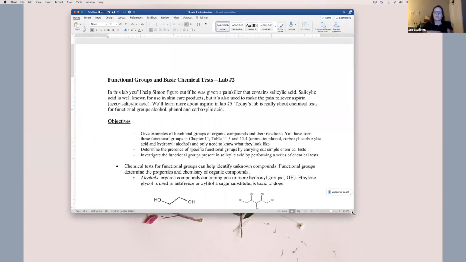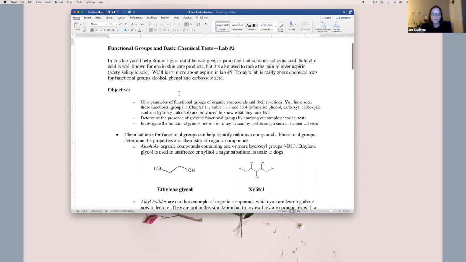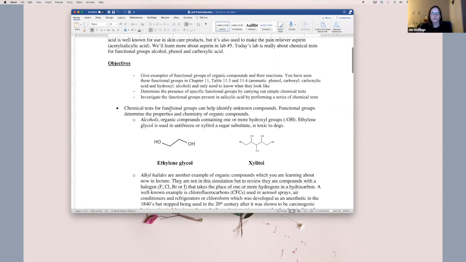I wanted to give an overview of the Labster in case this isn't your first time, and give you some background. So in today's lab, we're looking at chemical tests for functional groups. The functional groups we're interested in are alcohol, phenol, and carboxylic acid. You haven't really gone into depth about carboxylic acids in lecture yet, but the purpose of the lab is just to talk about chemical tests. So what you would do in a lab to test for a functional group, not necessarily knowing anything about carboxylic acids or alcohols or phenols. So these are just the objectives of the experiment.